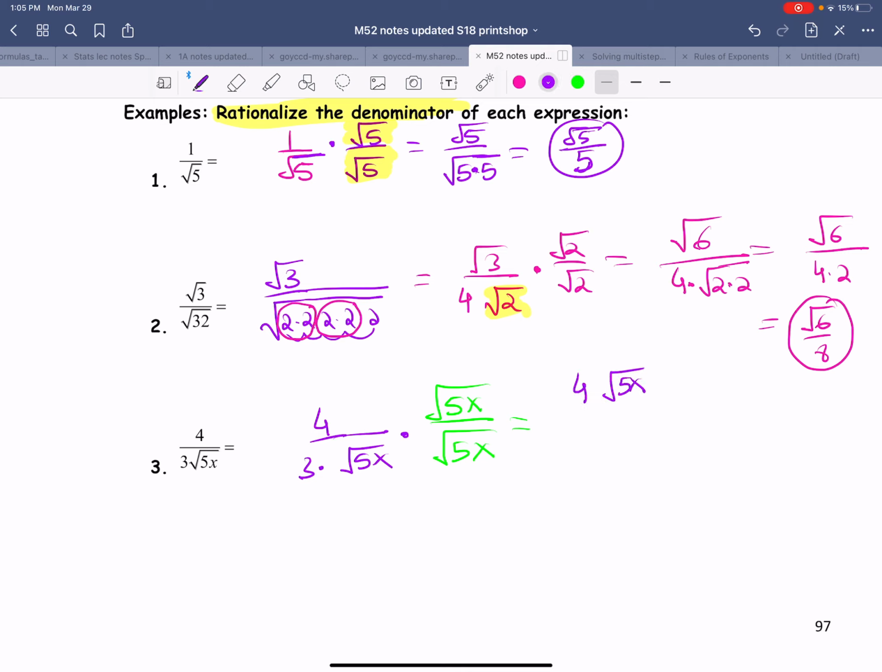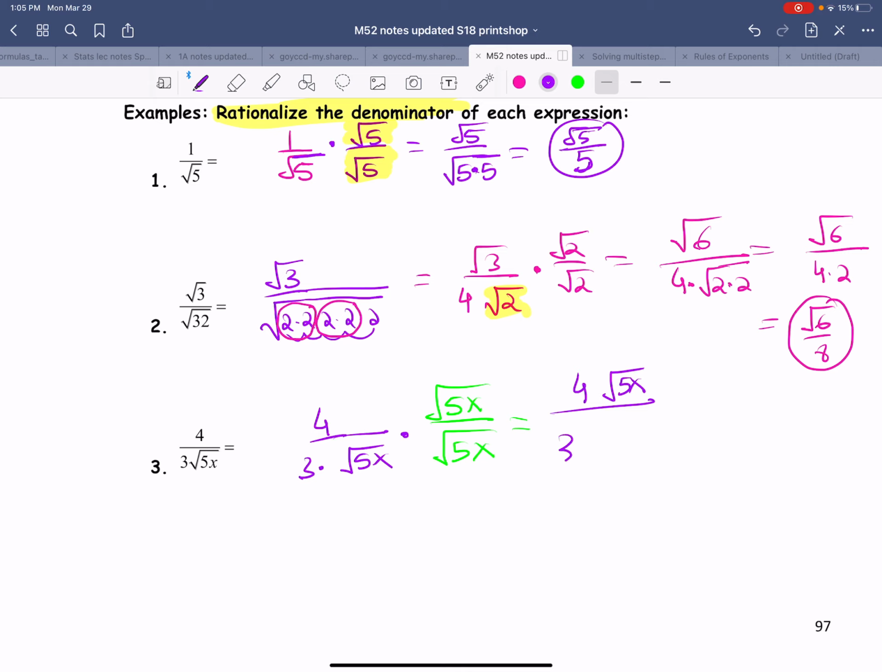You don't want anything in the denominator that's a radical. Any radical, no radical should be left in the denominator. That's what rationalizing the denominator means. If you were to rationalize the numerator, it would be something similar. You just don't want to have any more radicals in the numerator then.